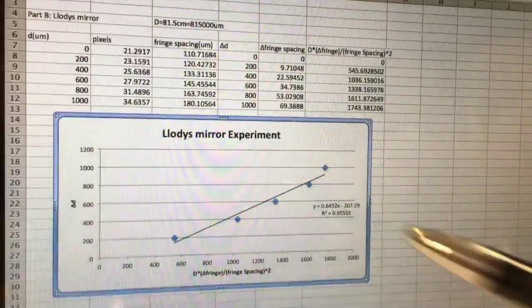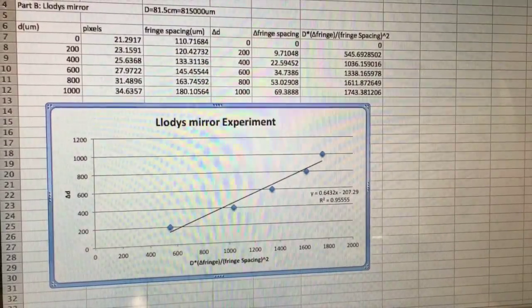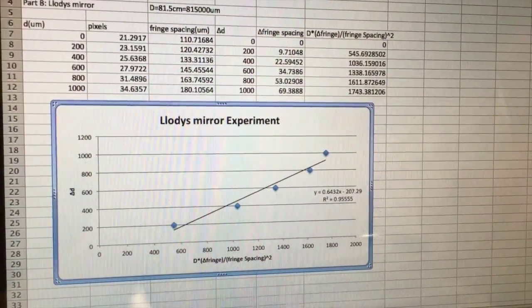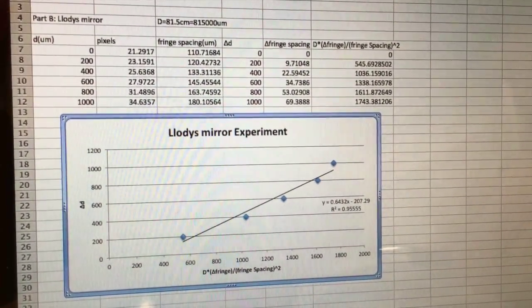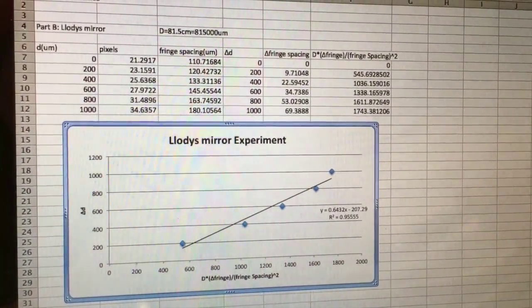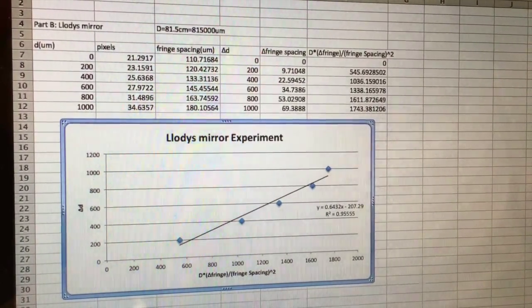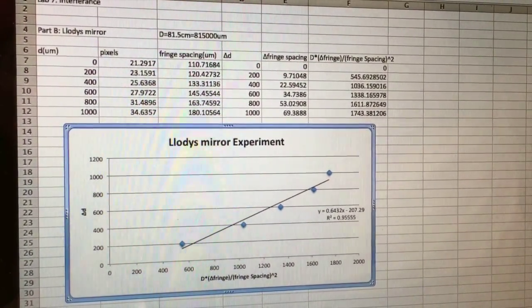So while we were doing the experiment, we found a wavelength of 643.2 nanometers, which is close to the actual laser value of 632.8 nanometers. And the biggest error in our experiment was the distance from the point source to the camera, because that was measured in millimeters instead of micrometers.